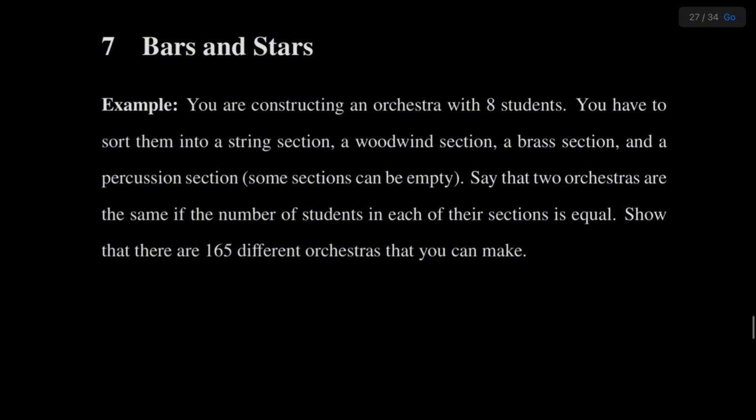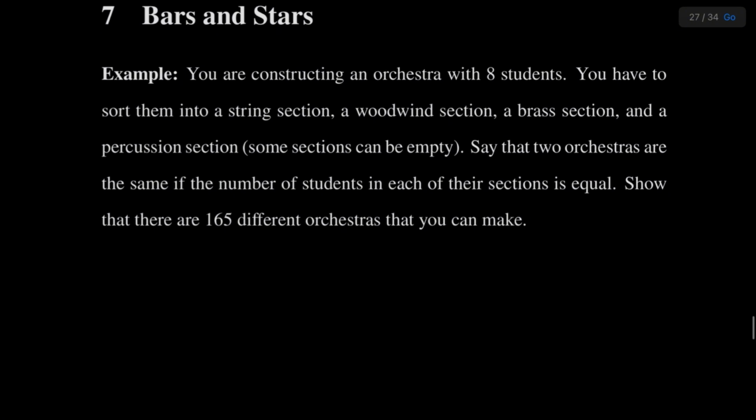You are constructing an orchestra with 8 students. Okay, it's not a very big orchestra. You have to sort them into a string section, woodwinds, brass, and percussion. And some sections can be empty. Yeah, this is not a very good orchestra, but let's roll with it. And we see that 2 orchestras are the same if the number of students in each of their sections is equal. Okay, so that's the defining characteristic of these orchestras. Show that there are 165 different orchestras that you can make.